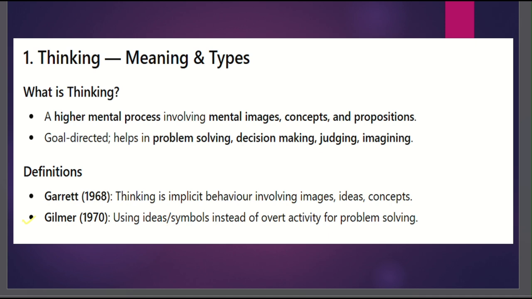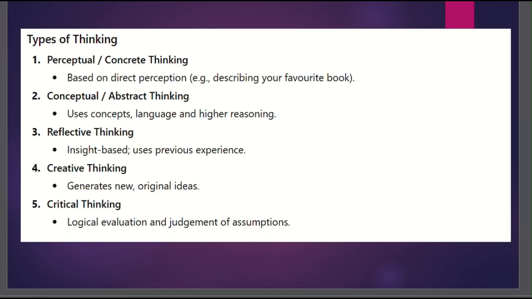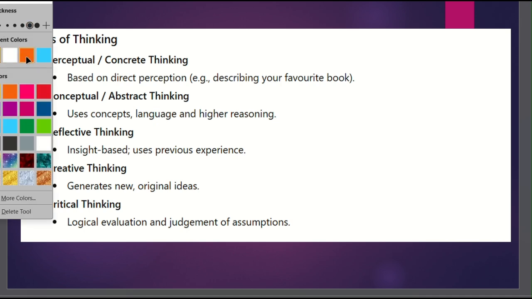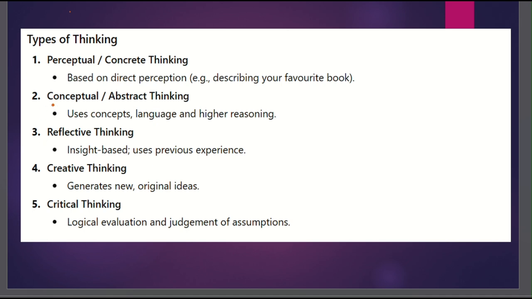There are 5 types of thinking. Perceptual or concrete thinking is based on direct perception. Conceptual or abstract thinking uses concepts and language. Reflective thinking uses past experience and insight. Creative thinking creates original and new ideas. Critical thinking evaluates information and assumptions.